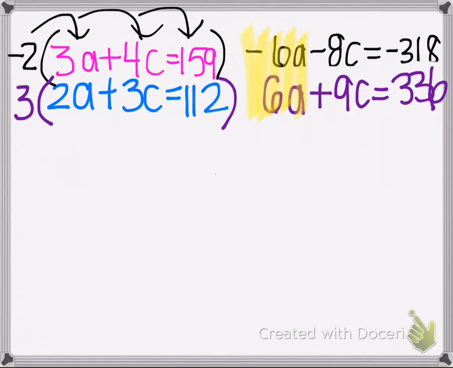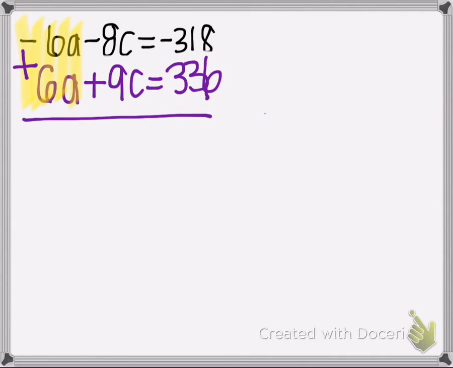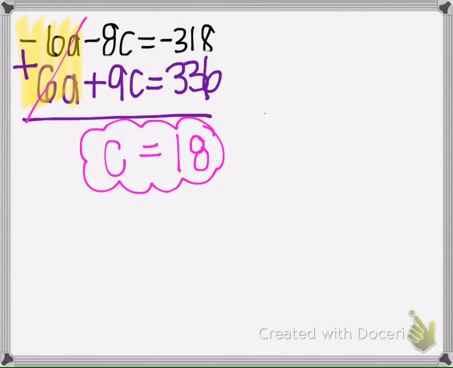So now we're ready, once we have opposites and the equation is lined up, we are ready to add them together. So -6a plus 6a, that's 0. -8c plus 9c is c, or 1c. And -318 plus 336 is 18. So we would get c equals 18.